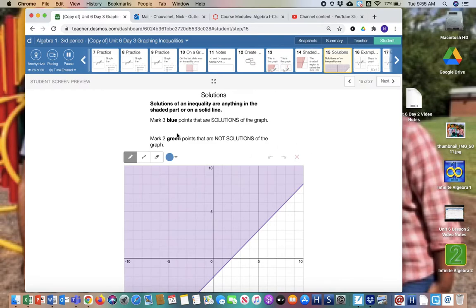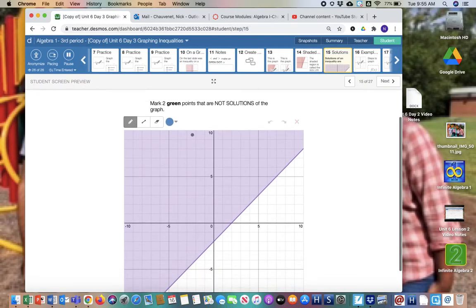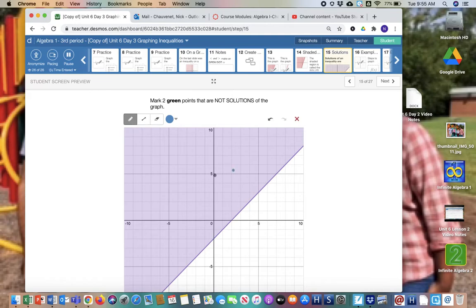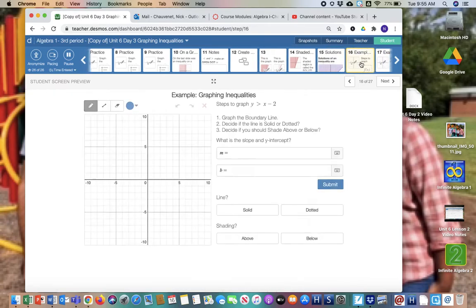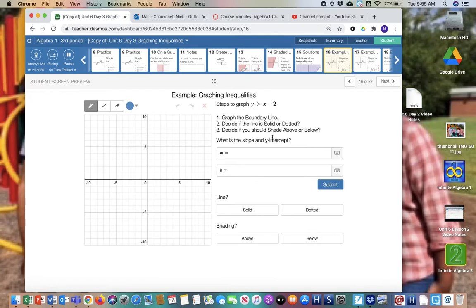Okay, so here it asks me to mark 3 points that are solutions of the graph in blue. So like blue, blue, blue. All right, and now let's pick 2 points that are not solutions, green, green. Right? Anything in this region. The only thing tricky at all is if it's a solid line, then points on the line are solutions. If it's a dotted line, they are not. Okay, so then we basically just need to know what to do here. So let's go through 2 examples here, and then you can do the rest, and that'll be your practice.